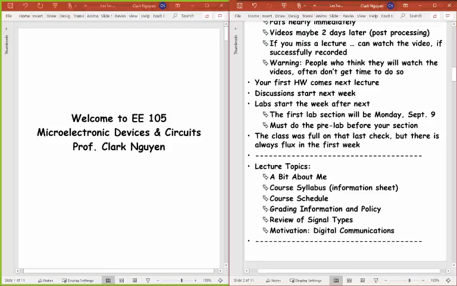In terms of getting into the class, on the last check the class was full, but it keeps vacillating. So it goes from full to 2 slots available to full, back and forth. And we expect that to happen over the first couple of weeks. That's why we're not sending you the lab kits just yet. We want to make sure that everything settles down.